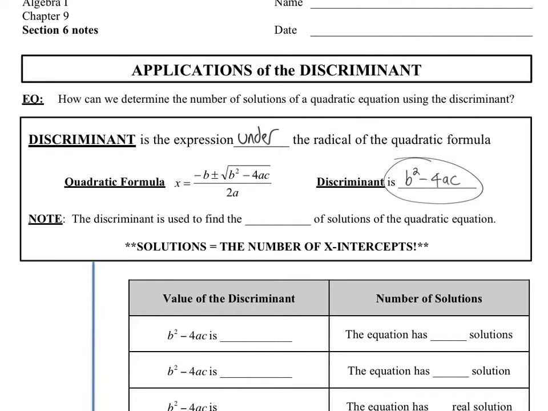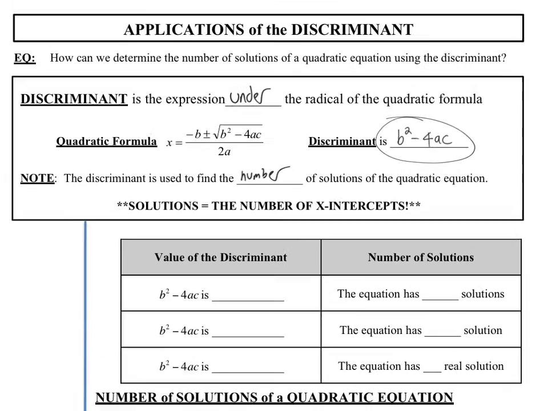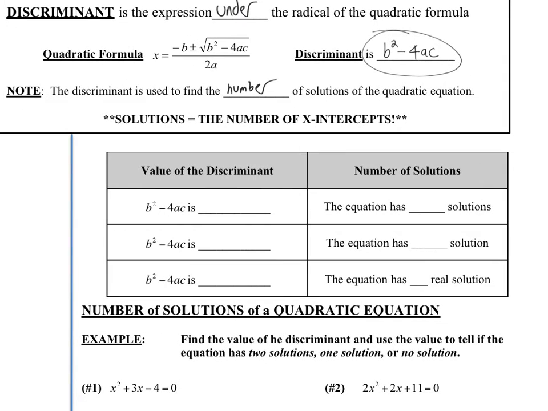And so what we're going to put here, we're going to put the discriminant is used to find the number of solutions of the quadratic equation, okay? So there's a couple possible results. There's only like 3 types of numbers we can really work with here in terms of the discriminant. If b squared minus 4ac is positive, we are going to have 2 solutions. If it is 0, we're going to have 1 solution. And if it's negative, it's going to be no real solution.